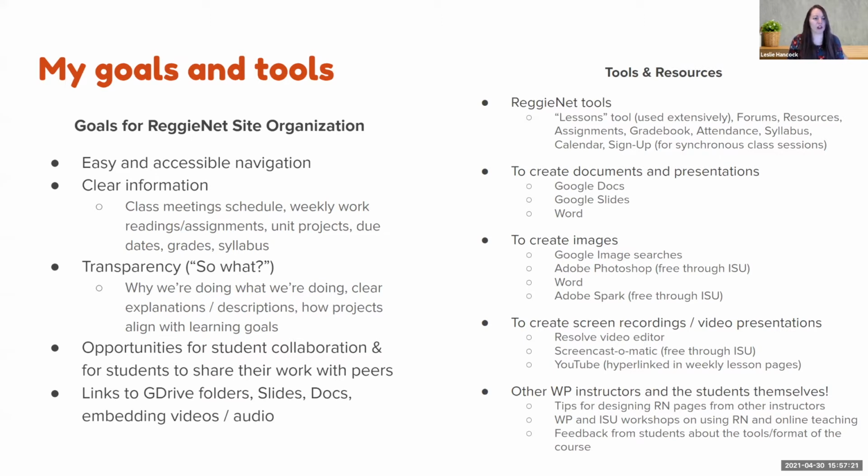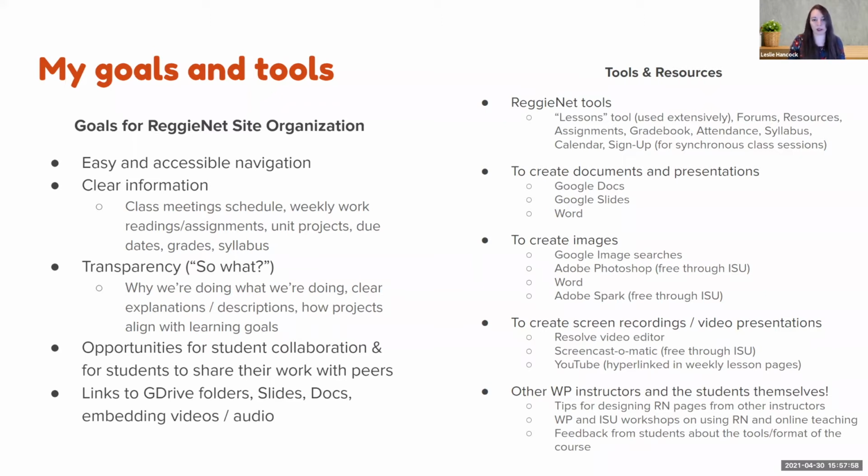So I have two columns here. I have one for my goals, specifically the things I was thinking about, the things I cared about, like my teaching pedagogy and what I value as an instructor for an online class. And then the tools and resources I was thinking about using or did use to make that come to life. So for the goals, I was thinking, I want easy and accessible navigation. I want to make sure the information about the class is very clear. So things like the class meeting schedule, weekly work readings or assignments, unit projects, due dates, grades, syllabus, all of that good stuff. I wanted to make sure all that information was readily available online.